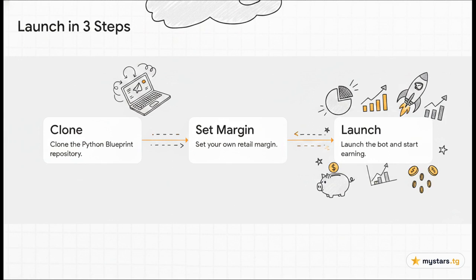Step 1, simply clone the Python blueprint repository from GitHub. Step 2, set your own retail margin. You get to decide exactly how much profit you want to make on top of that base B2B price we talked about. Step 3, launch the bot and start earning money. That's it. It is a complete working template straight out of the box.